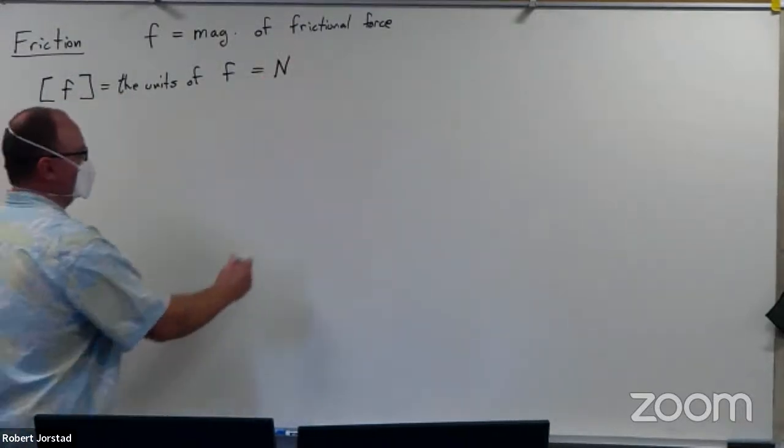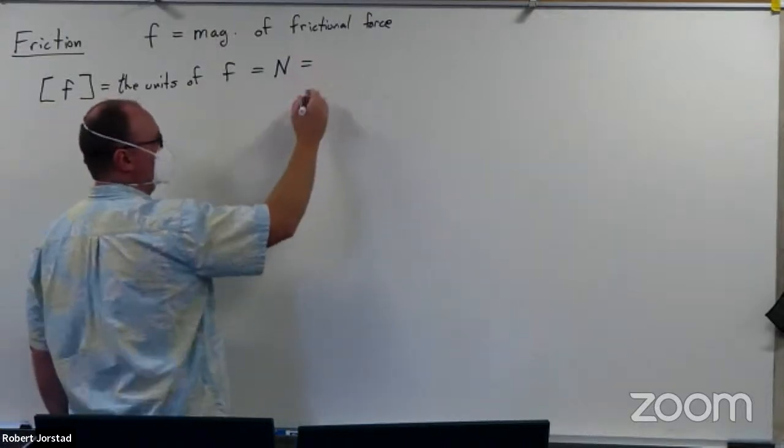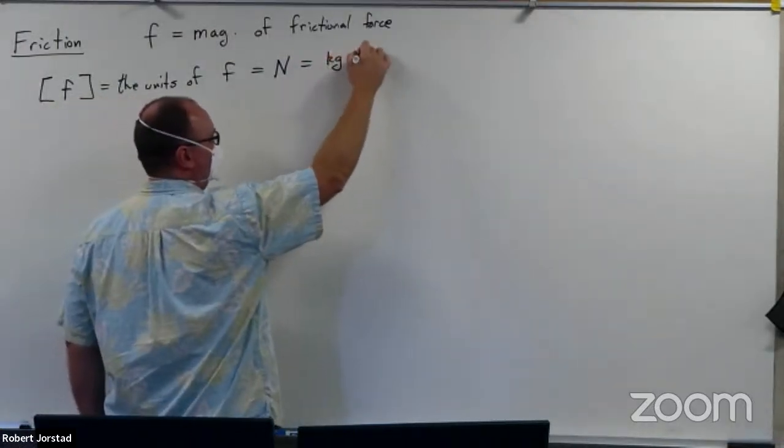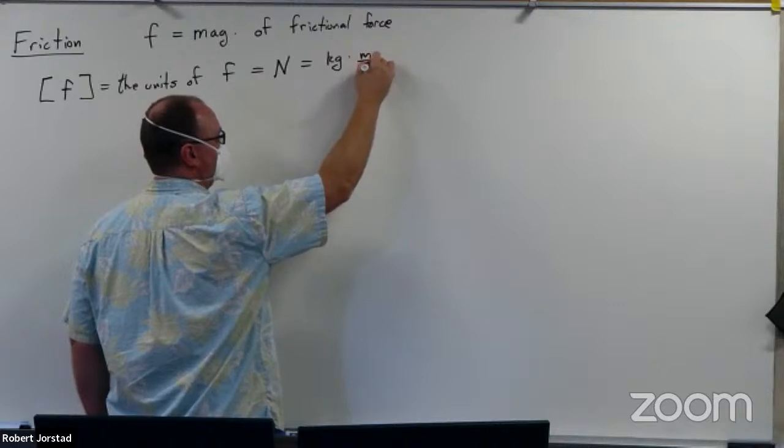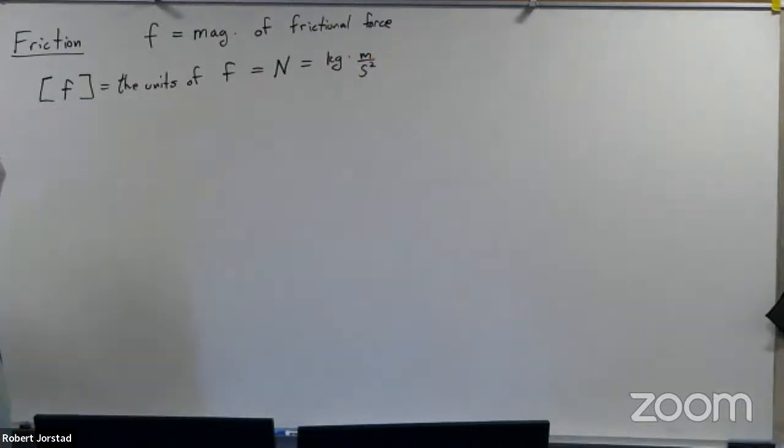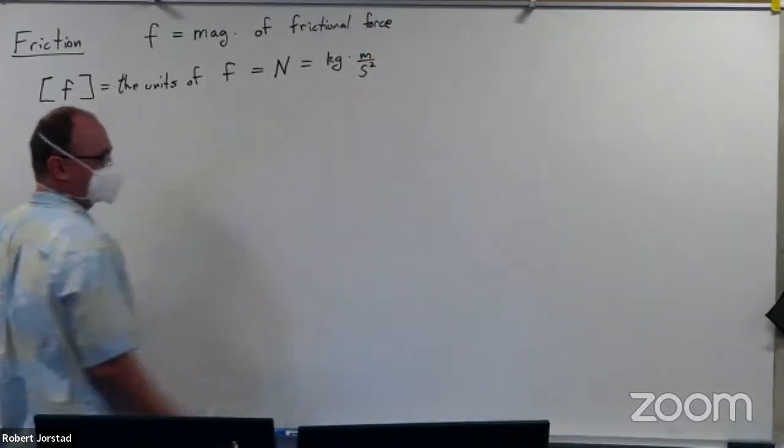If you want, remember our old friend mg. It's a kilogram meter per second squared, if that helps. The units of m times the units of g, if that helps.